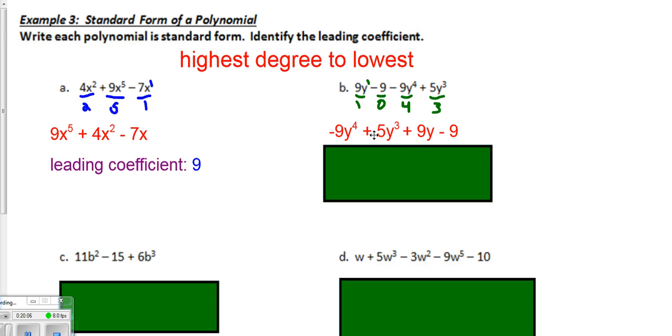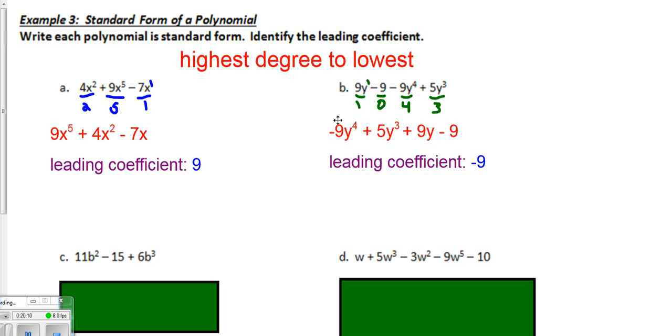So again, what would be the leading coefficient? What number comes out front? That would be a negative 9. Negative 9 is in front of the y to the fourth, so leading coefficient of negative 9, not just 9.